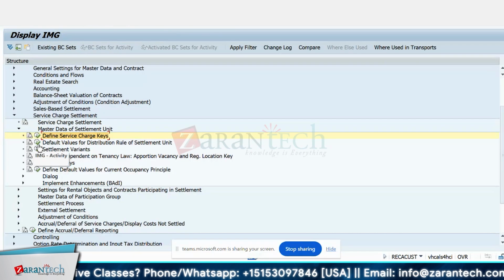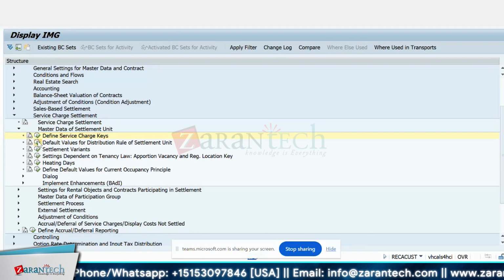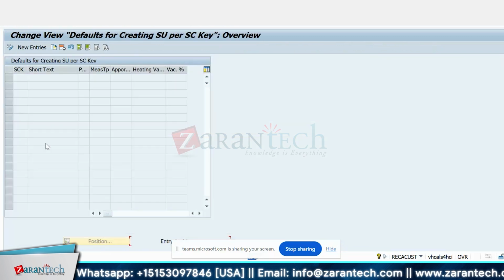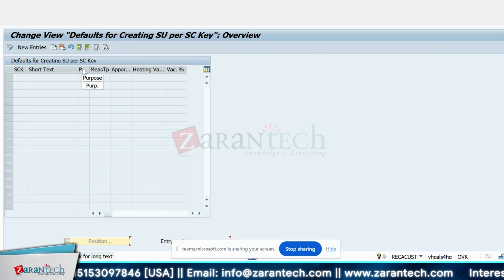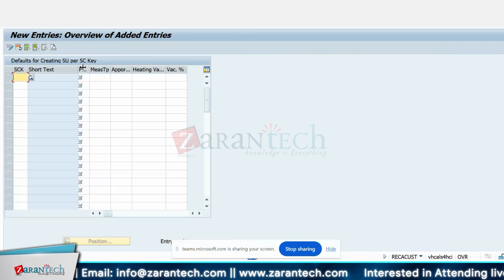Now, default values for distribution rule and settlement rules, settlement unit. If you want to default anything for any kind of settlement unit, so service charge key, then comes your purpose, measurement time, apportionment time, heating value. So these are all the things.